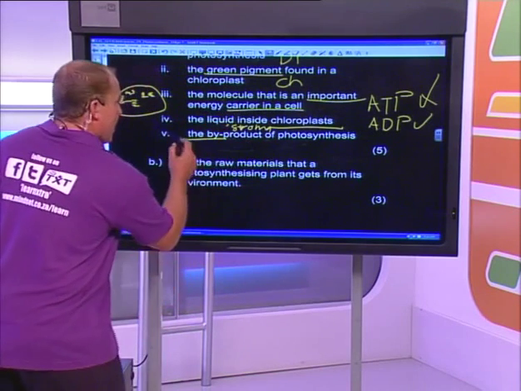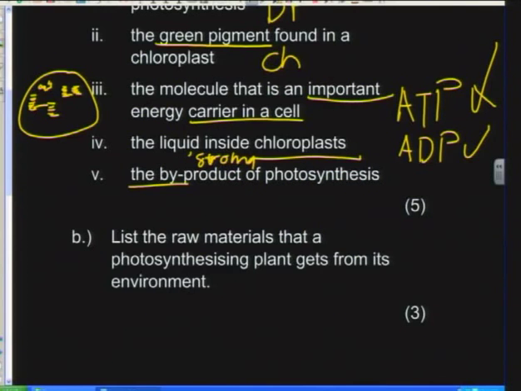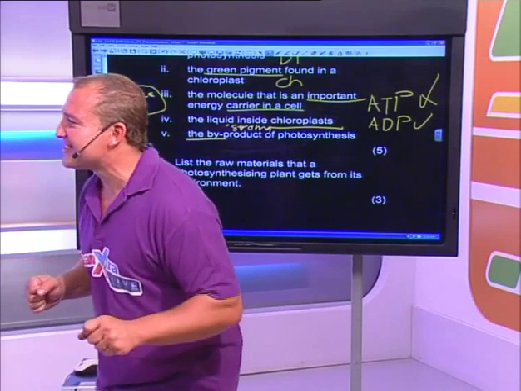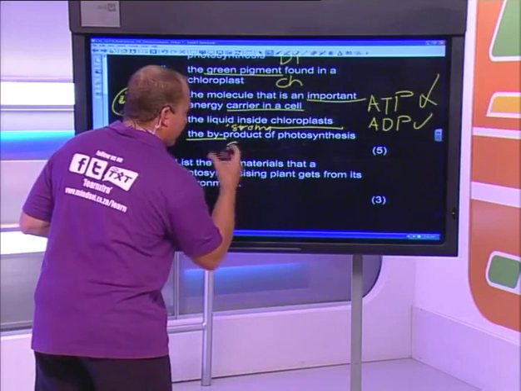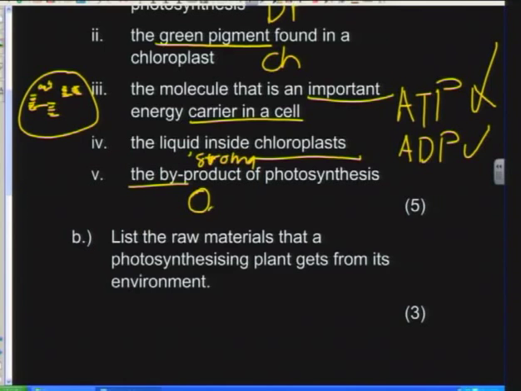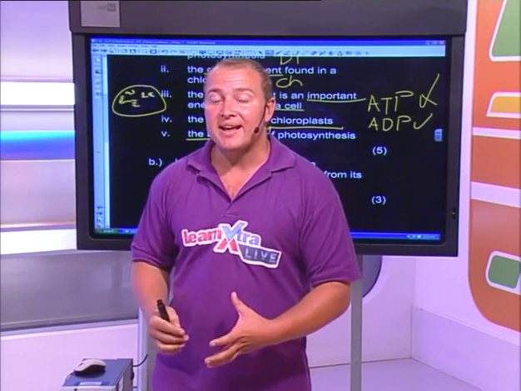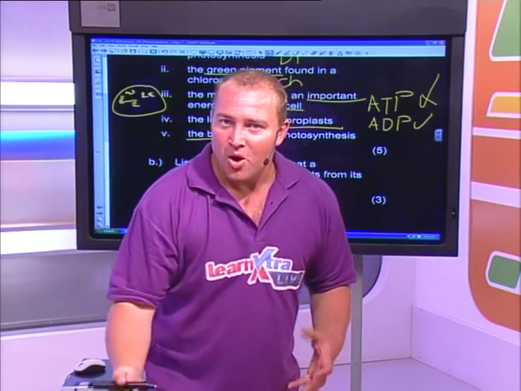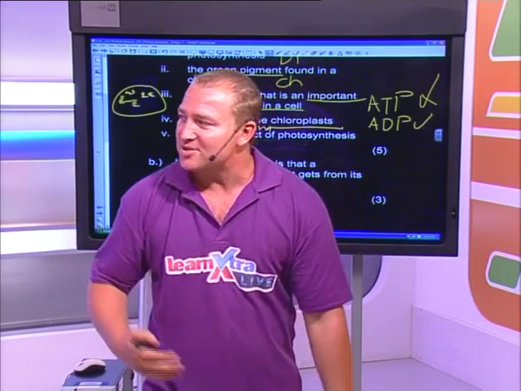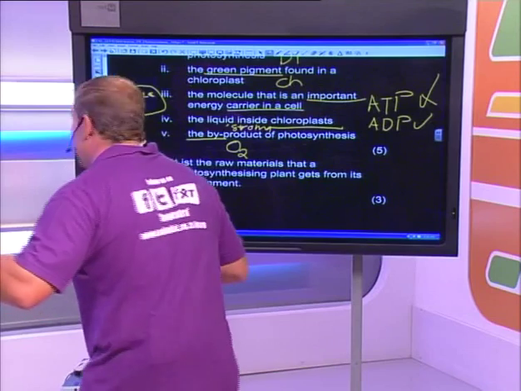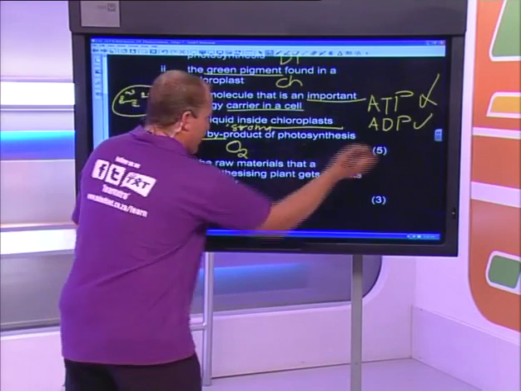Okay, let's see. The byproduct of photosynthesis. Knox, what's the byproduct of photosynthesis? We said it's oxygen. Oxygen is the first one. It's a byproduct. It gets made. It is given off. What is the other thing that is made? What do we want to make? Carbon dioxide is taken in. Byproducts is what we make.